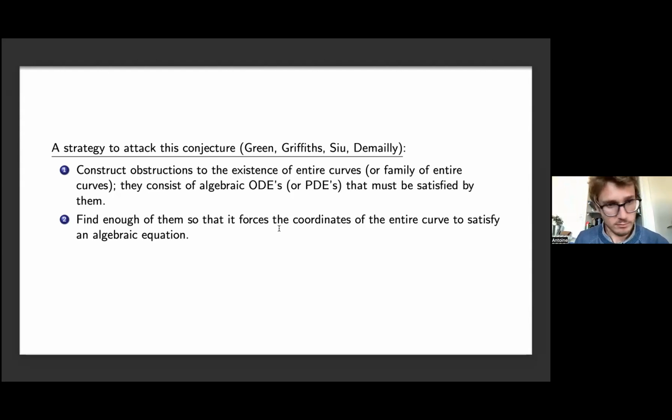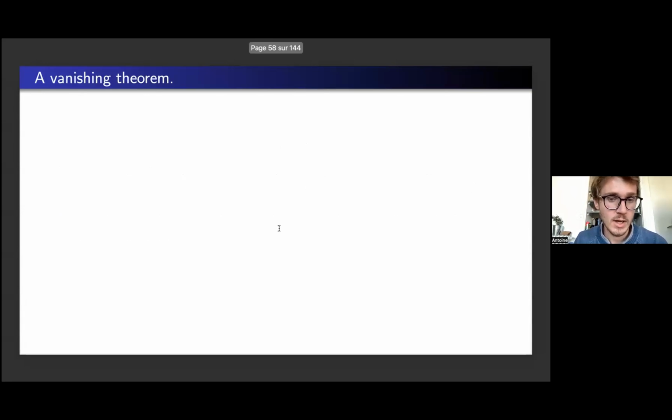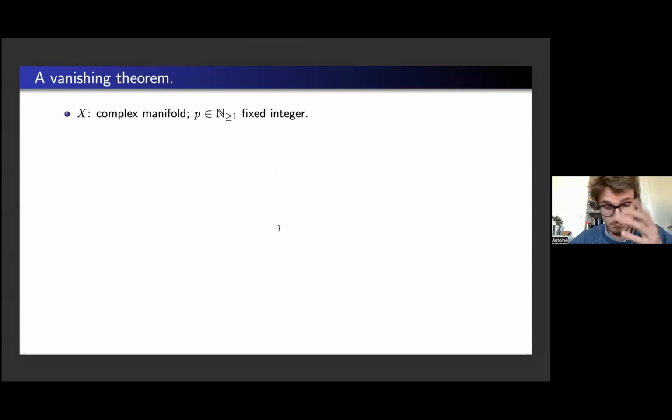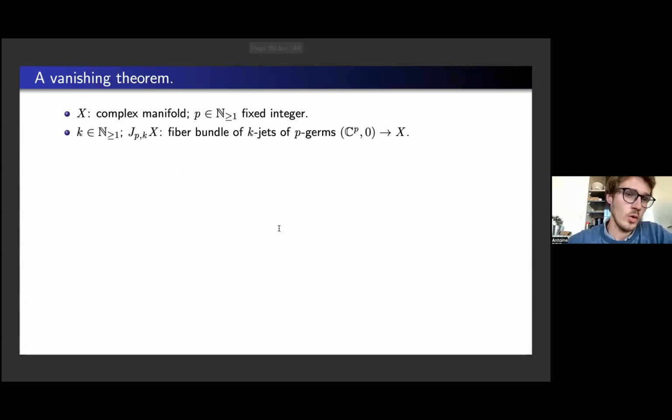Okay, so now I will describe in detail the first part of this strategy, because we do know it well. And so it goes as follows. We take X, a complex manifold, still p a fixed integer, and we consider, for k an integer, the fiber bundle of k-jets of p-germs into X.